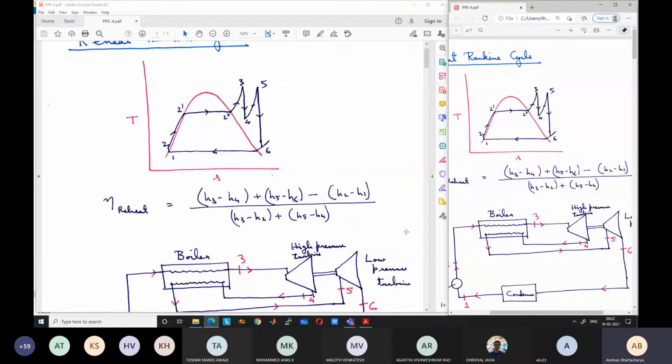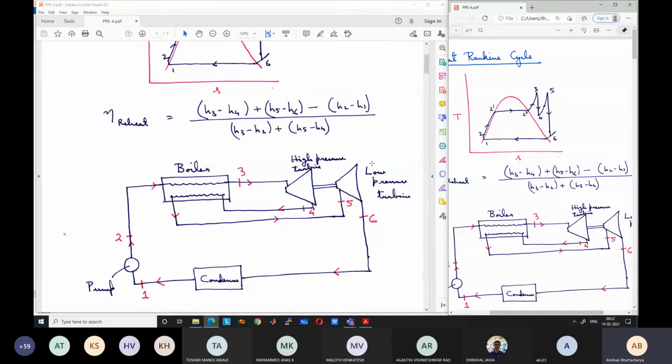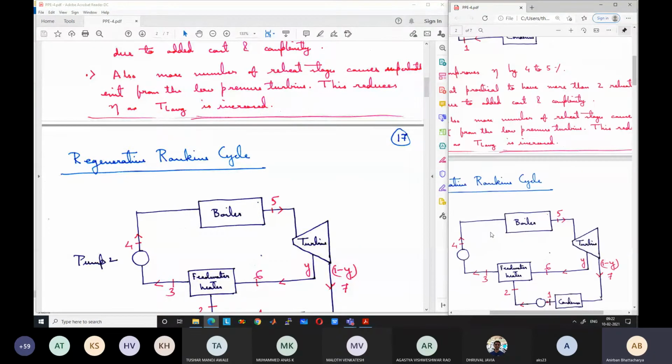So next we will move on to the other type of cycle, which is known as regenerative Rankine cycle. Any questions on the reheat Rankine cycle? No questions. So we will move on to the regenerative Rankine cycle. First let me show the TS diagram, then we will come to the component diagram.